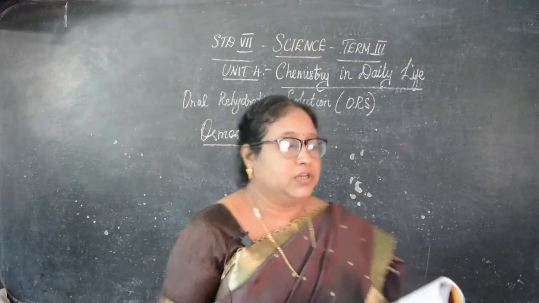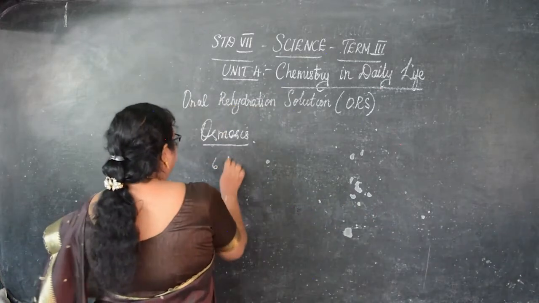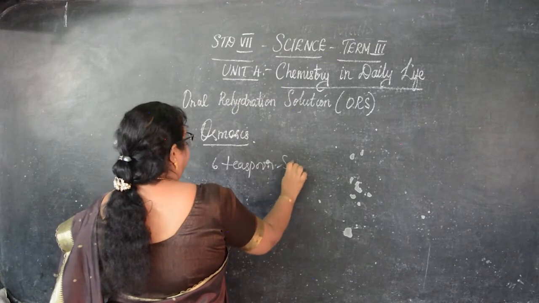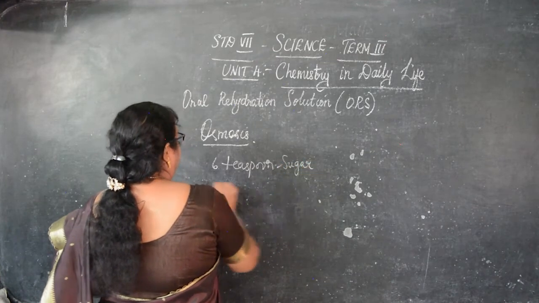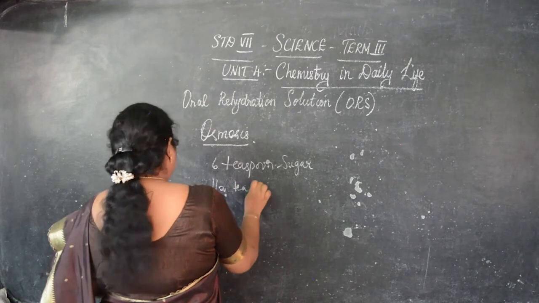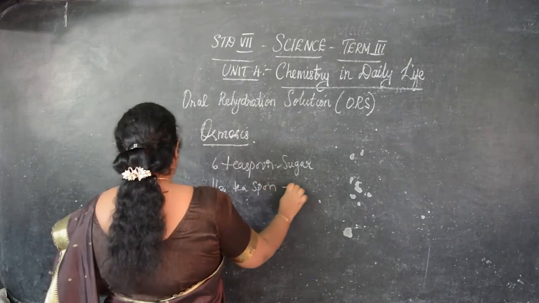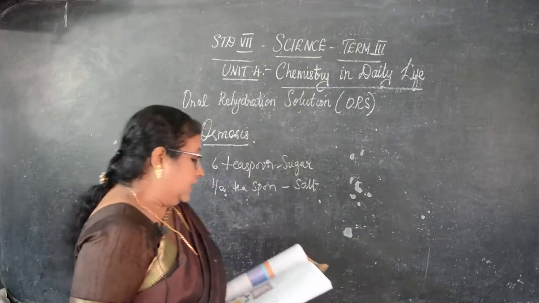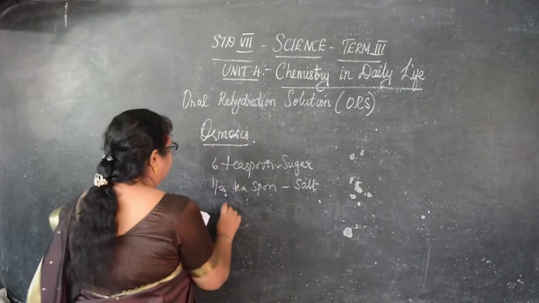6 teaspoon sugar and half teaspoon salt. Okay, half level teaspoon of salt in 1 liter of clean water.